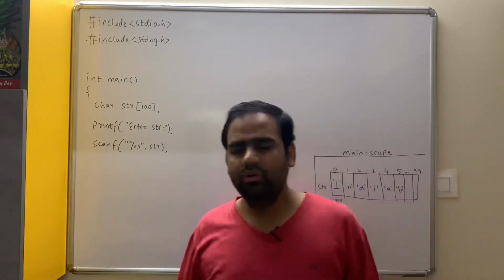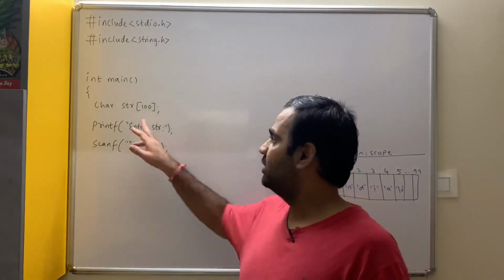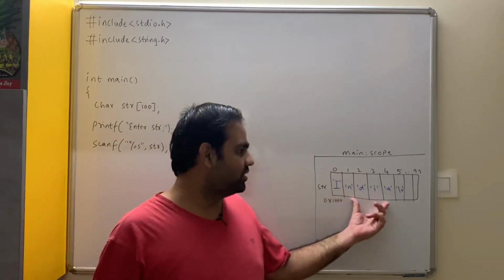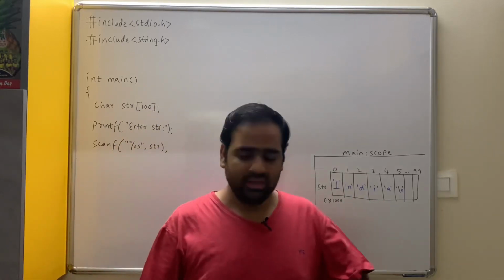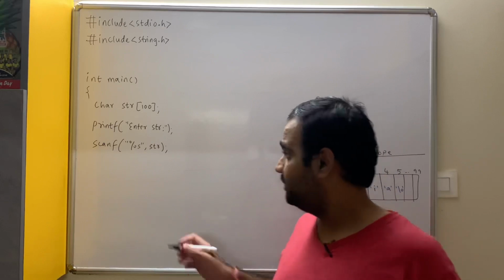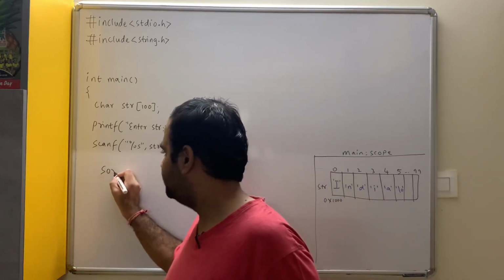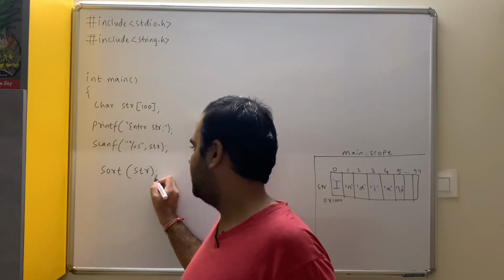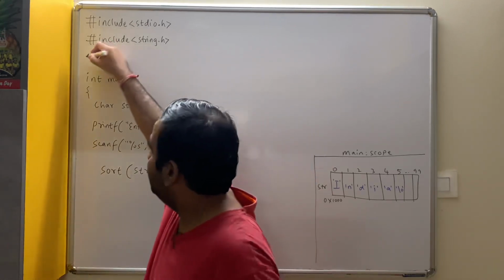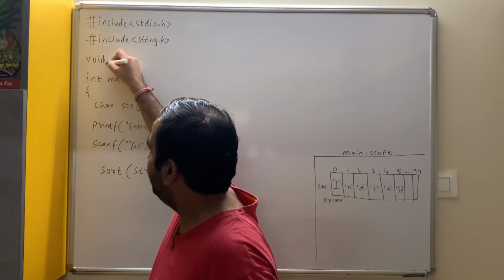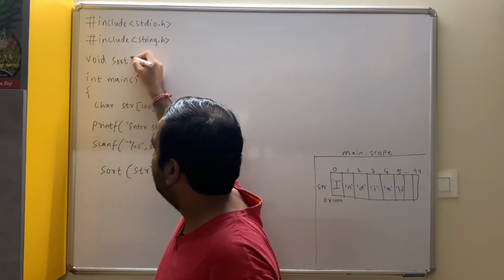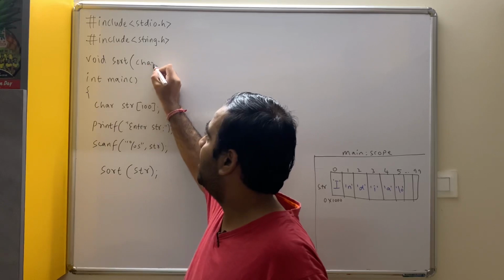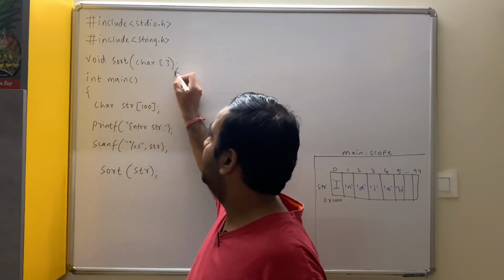Let us see how we write the code for it. Suppose the string is str. We say printf "enter string", and let the string be, say, India, and let us see how we sort it. Let us write one function called sort. Which string do we want to sort? str. Let us say the return type is void, the function name is sort, and the first parameter is str, a character one-dimensional array.